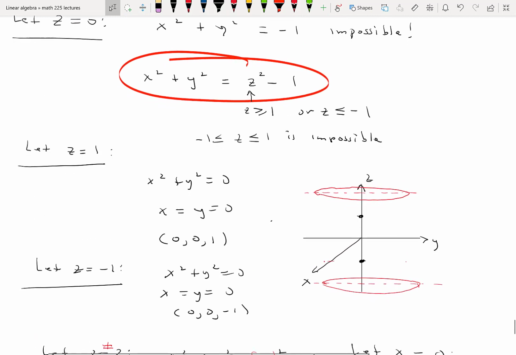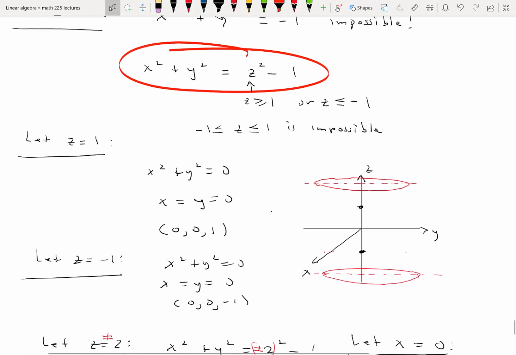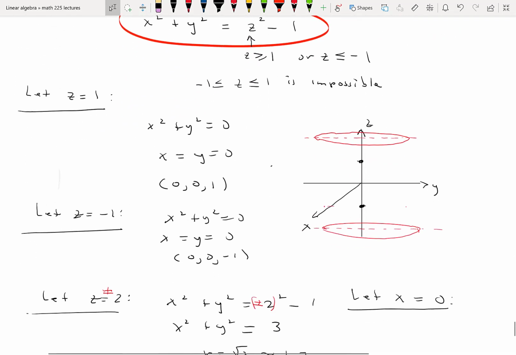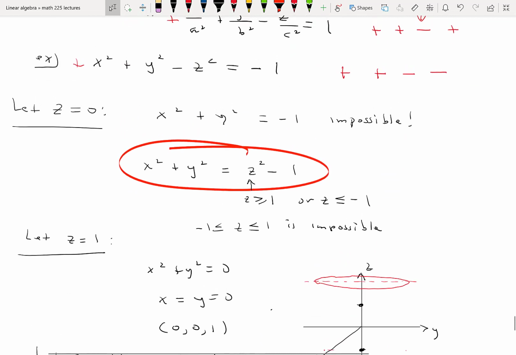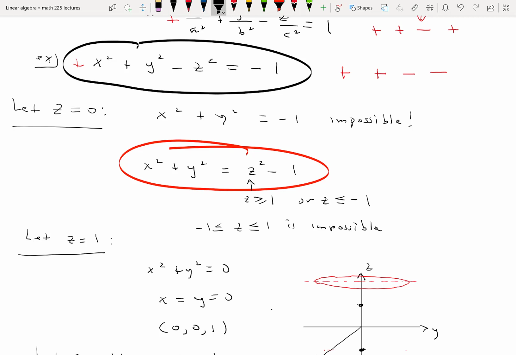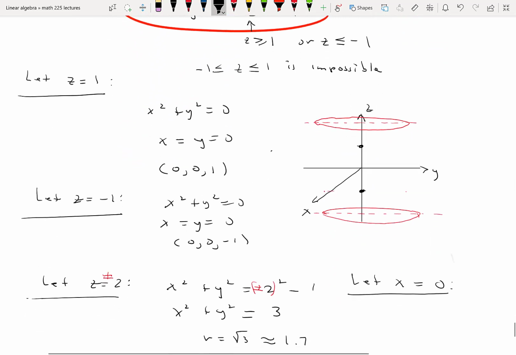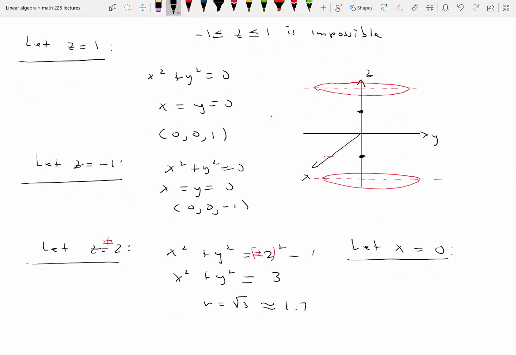So, maybe I'll use the original form. x equals 0. The original form here, circled. Yeah, doesn't matter really. Okay, so let's let x equal 0. I get y squared minus z squared equals negative 1. It is a hyperbola, but it's not in the standard form.